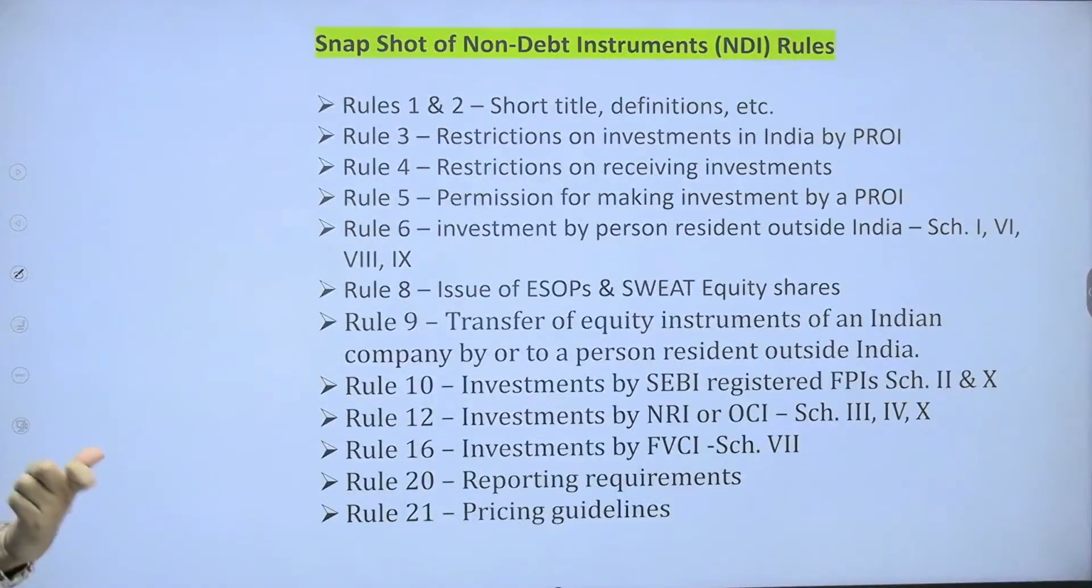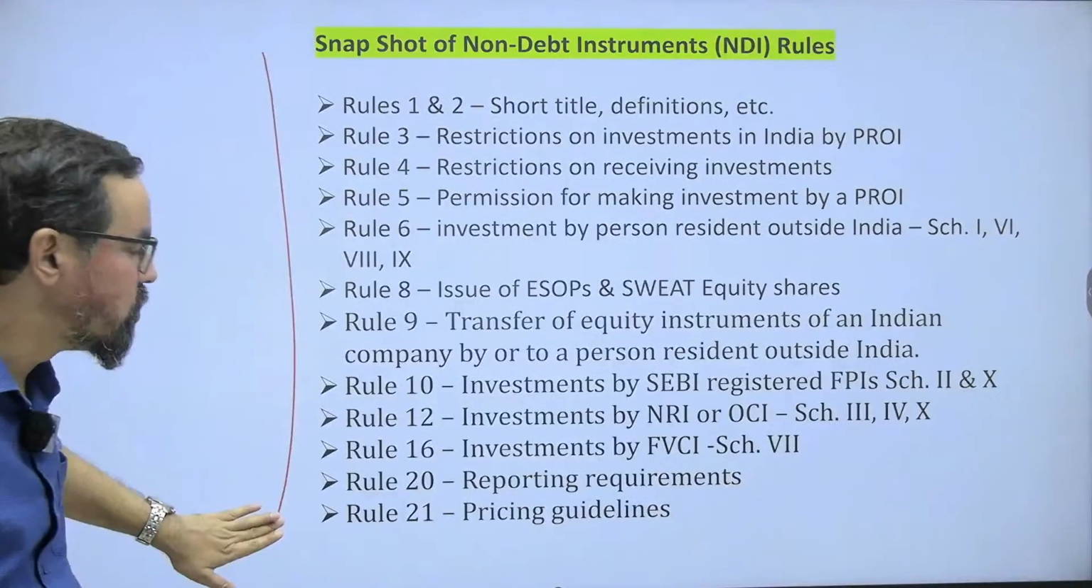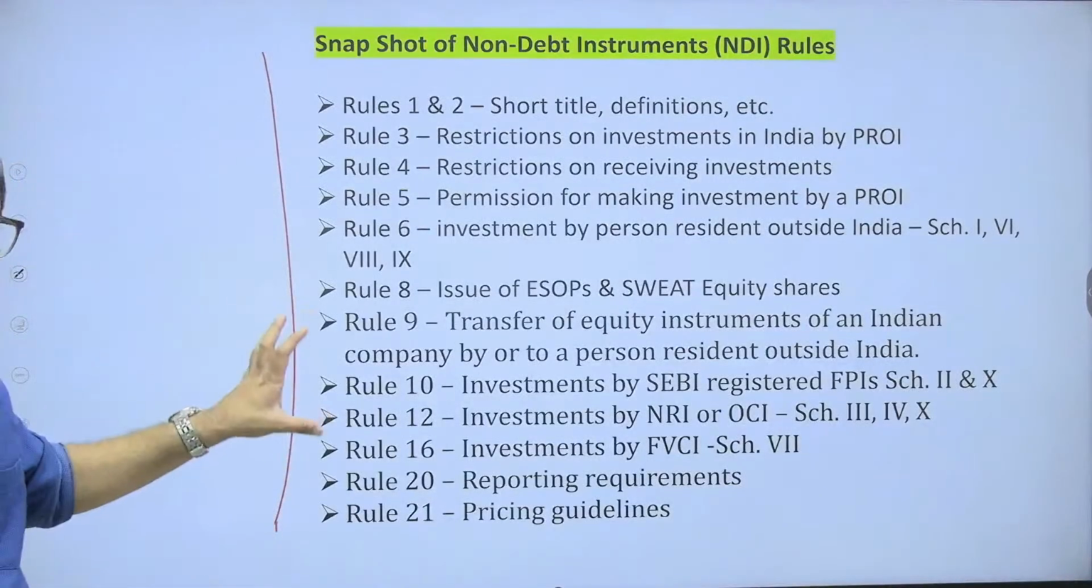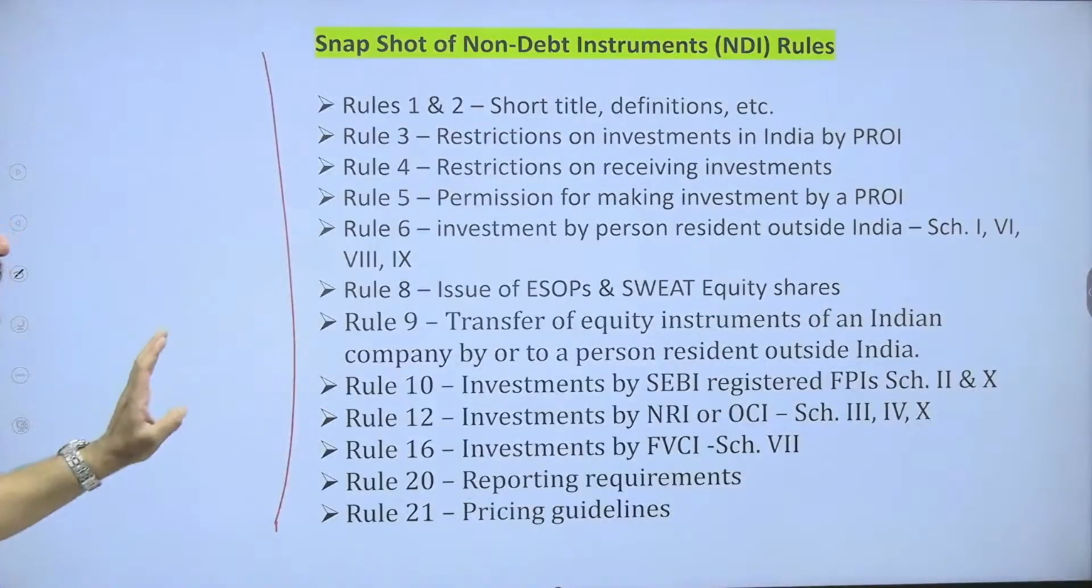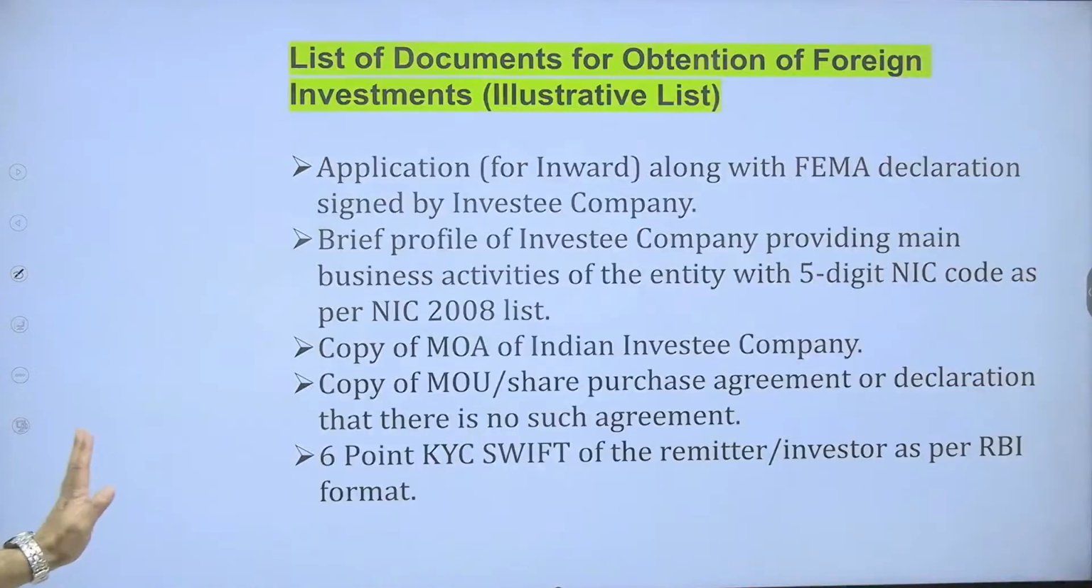We have a short snapshot for the NDI, that is the non-debt instruments rules. Yes, this is something related to that. Okay? So these are the rules. They have given it exactly like this, and they have not provided it in detail. If you go through it, I'd suggest you can ignore this particular part, because we cannot memorize all these many rules and all.